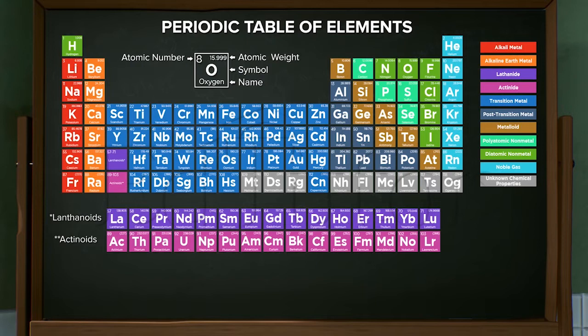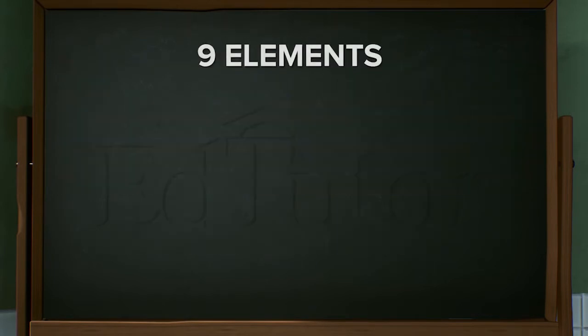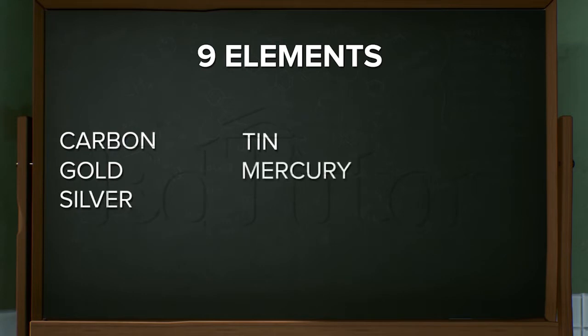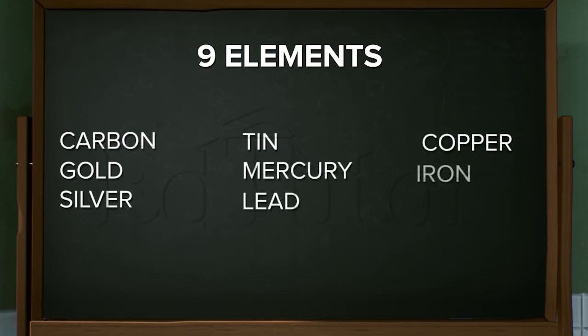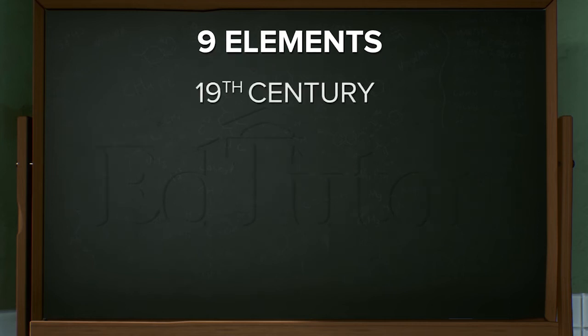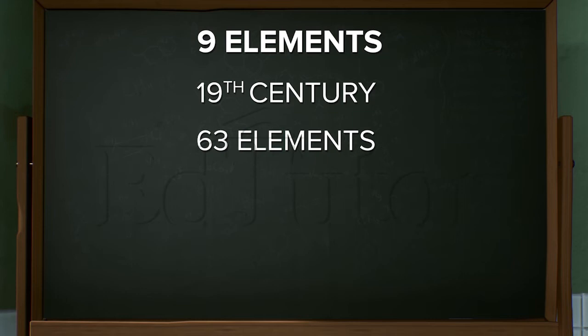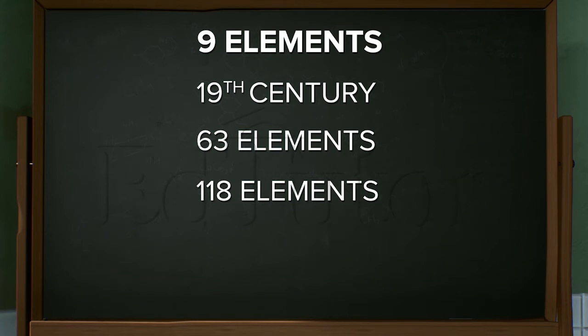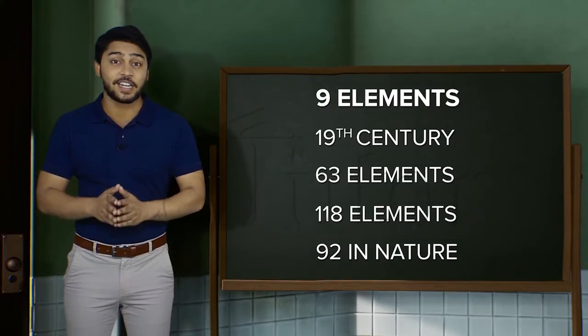In the early centuries, man had only discovered 9 elements, and those included carbon, gold, silver, tin, mercury, lead, copper, iron and sulfur. But with time and towards the end of the 19th century, the number of discovered elements had gone up to 63. And with the advancement in science, man now knows about 118 elements, and out of these, 92 can be found in nature. What a fascinating discovery, right?